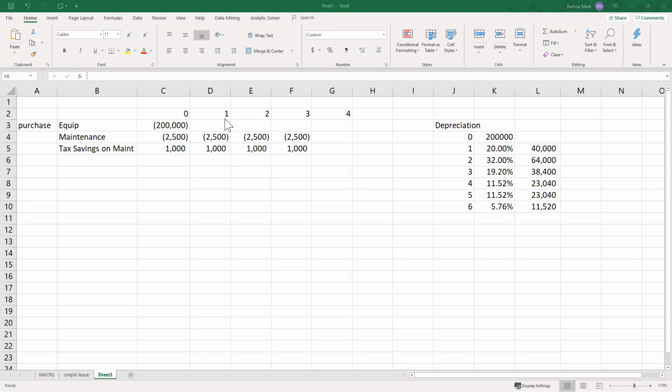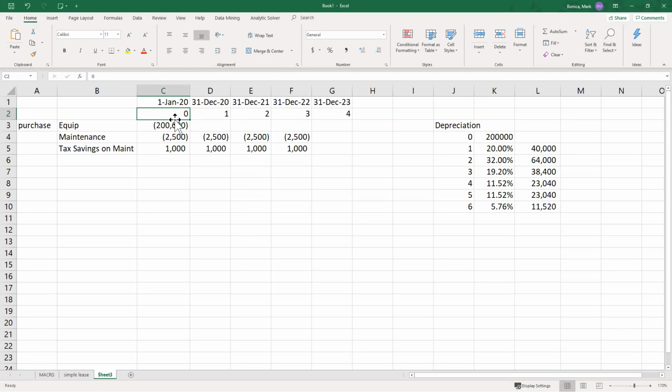December 31st ends at the end of year 1. So this is like January 1 of 2020. And this is 31 December 2020. And then this is 31 December 2021. And this is 31 December 22. And this is 31 December 23, right?